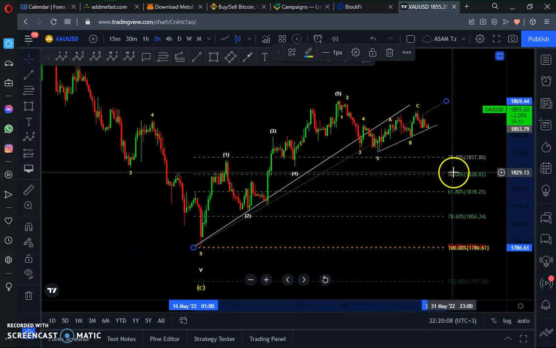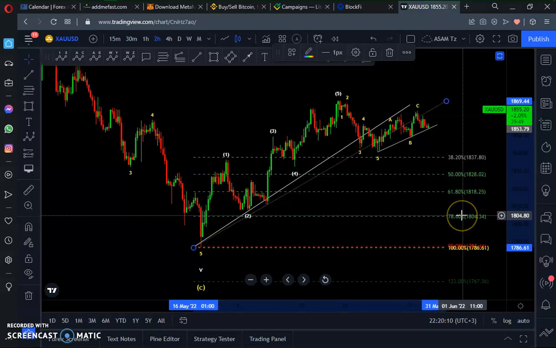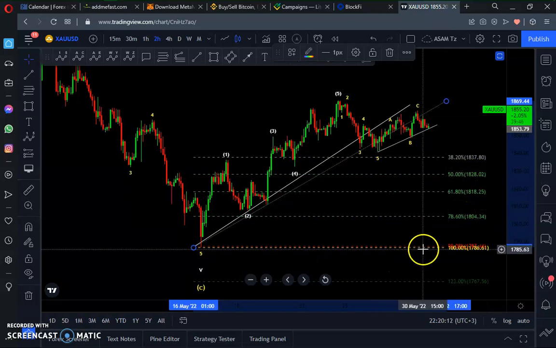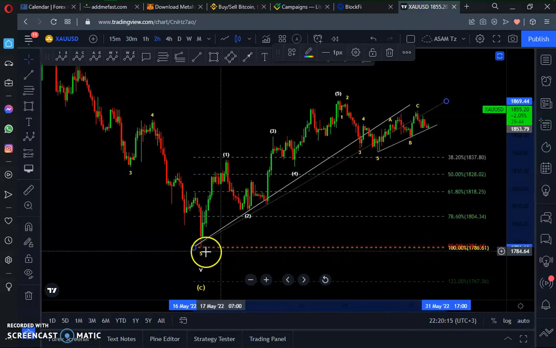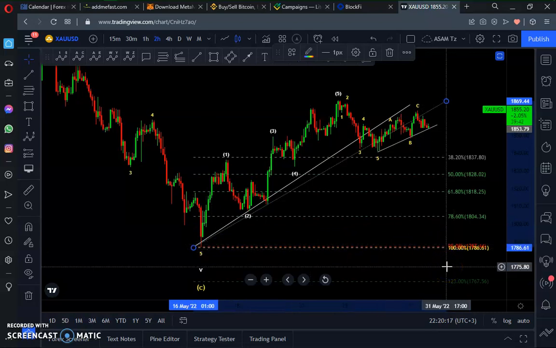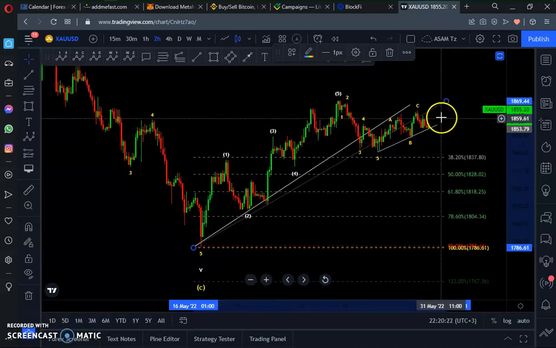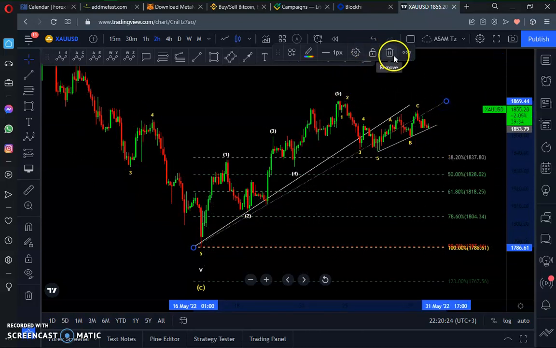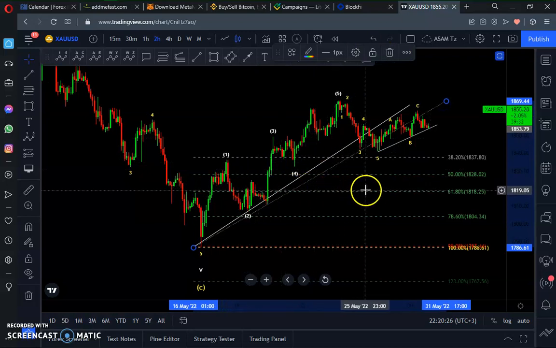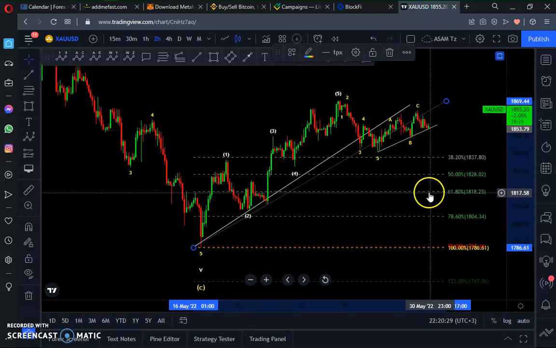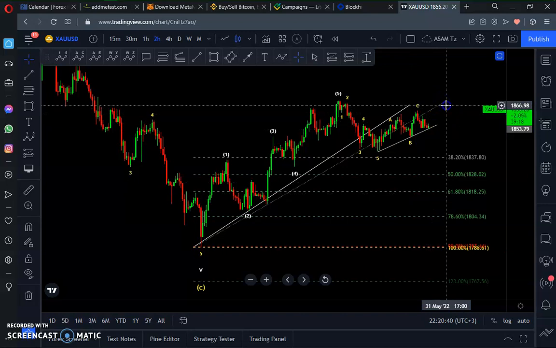In most cases, it may start from 50% to 61% or 78%. It may not go beyond this 100% level. If it is going to move beyond the 100% level, we'll be looking for a fall, so this 1 2 3 4 5 to the upside will be invalid. That's very important to consider. So make sure that you look for price in most cases to reach 1819, maybe around 1818 or 1819. This level is very important because it is within a golden ratio, the 61% Fibonacci. So that's very important.